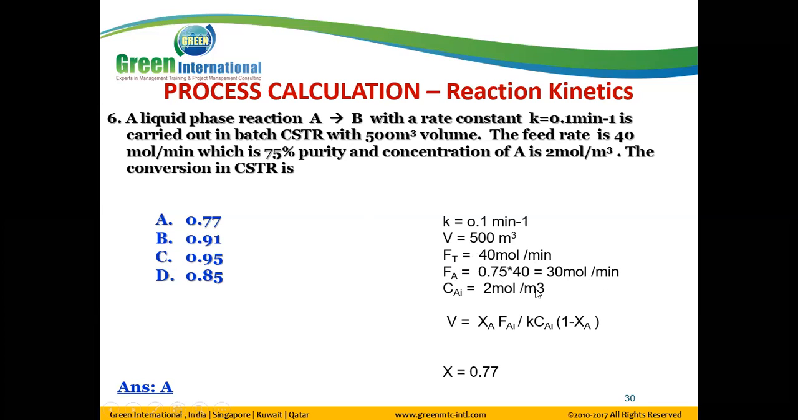CA0 is given as 2 mole per meter cube. So what you have to do now is use the CSTR equation for volume, which is this formula. CA0 we know, FA0 we know, k you know, then you can calculate X. This question also has been asked previously.